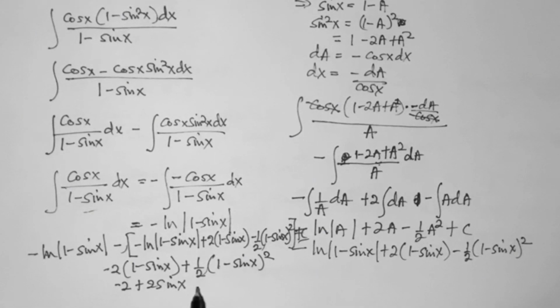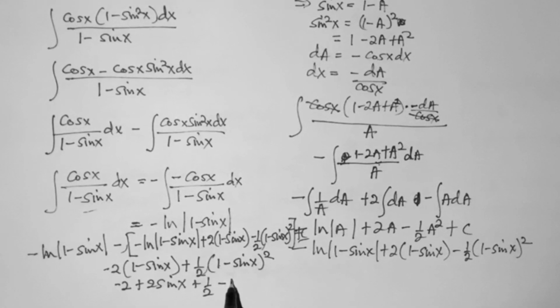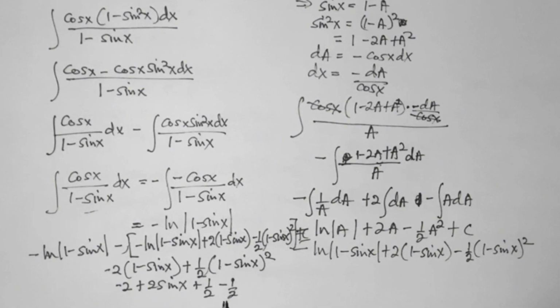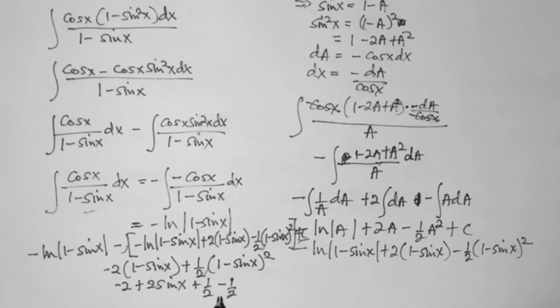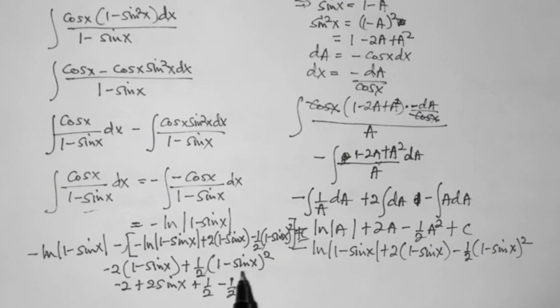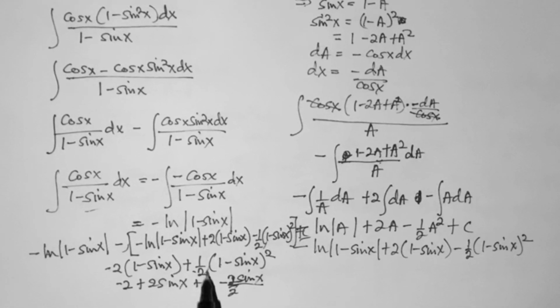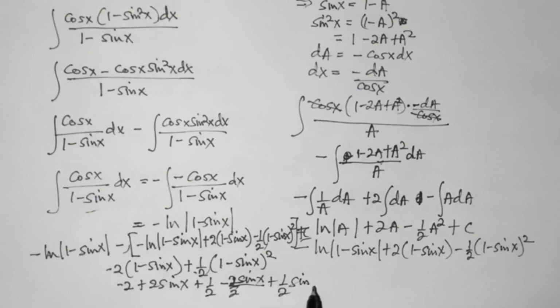And then this one will become plus half of... Sorry, if you expand 1 minus sine x, here 1 squared is 1. So 1 times half is half. Then we will be left with minus 2 sine x over this 2. And then plus half of sine squared x.